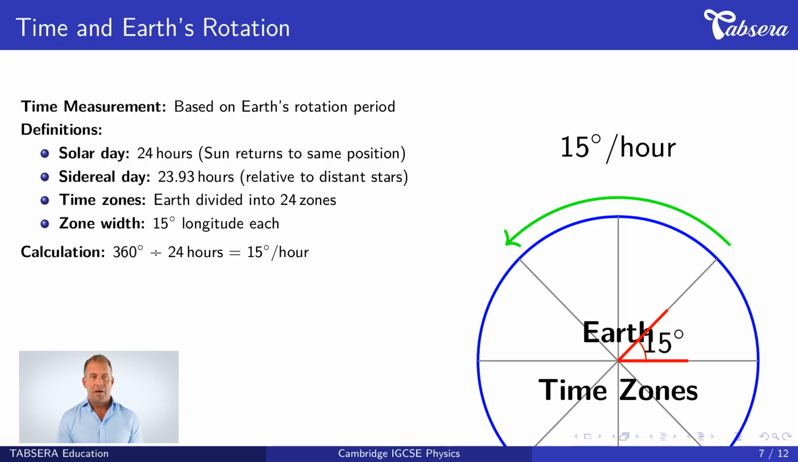Time zones divide Earth into 24 zones, each covering 15 degrees of longitude. We calculate this by dividing 360 degrees by 24 hours, giving 15 degrees per hour. This means Earth rotates 15 degrees every hour. The diagram shows how time zones are arranged around Earth, with each zone representing 1 hour of time difference. This system allows global coordination of time while accounting for Earth's rotation.